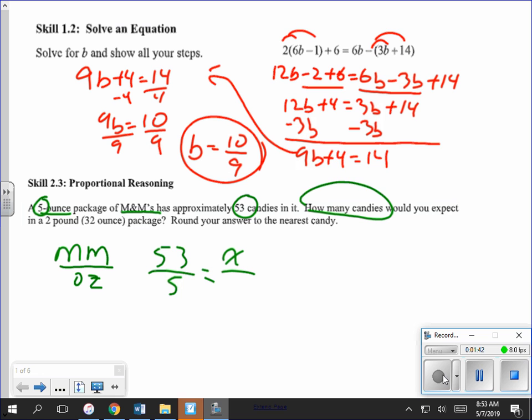X over a 2-pound, and we need to use the ounces, 32 ounces. Okay, to solve this problem, we cross multiply. 5 times X, 53 times 32. So I get 5X equals 53 times 32. 53 times 32.